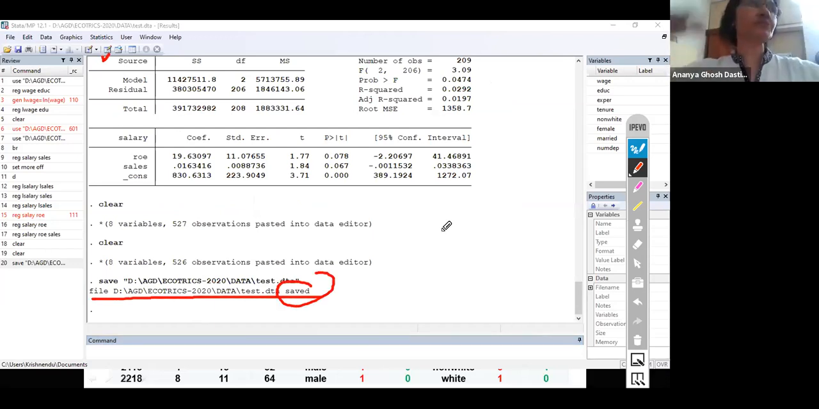Now here is something for you. Stata works with the data in its memory. It doesn't keep showing you everything. All right, but it is all there.